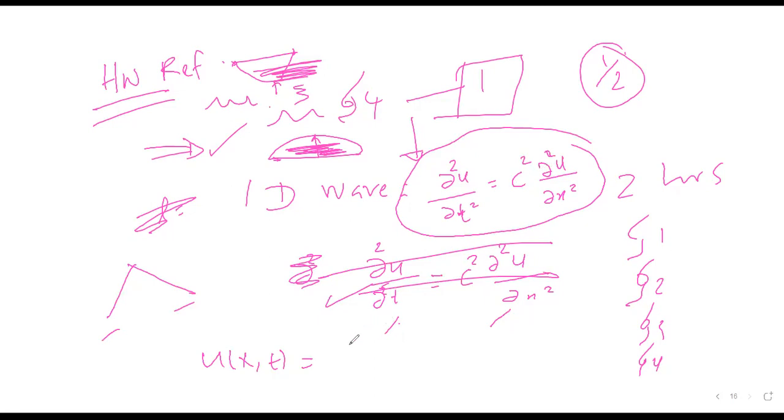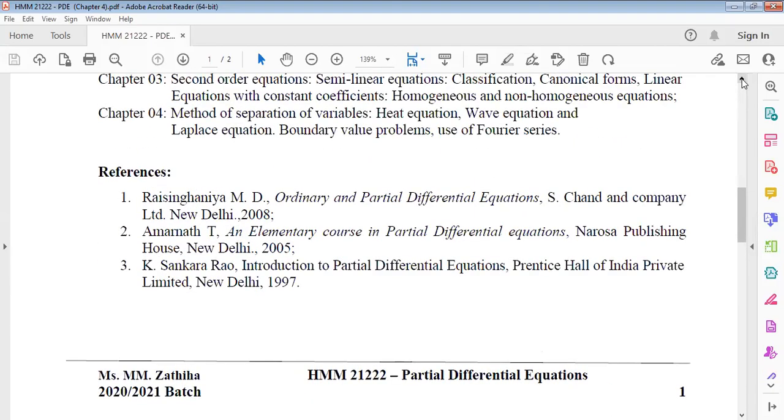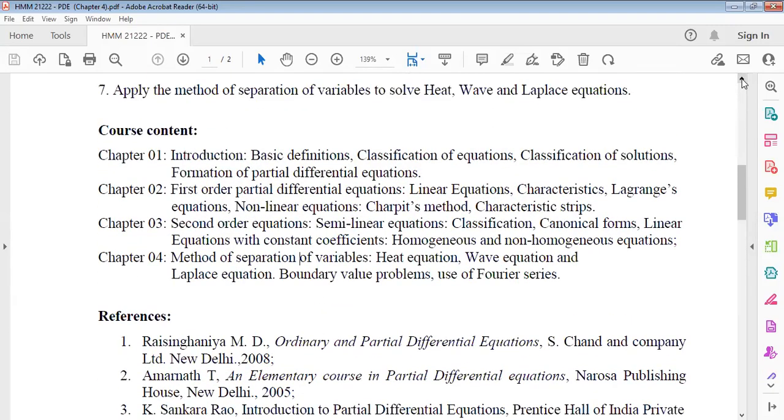What is the wave equation solution by the separation of variables? That is your reference. Since of time consuming only, these are your references. Maybe in the exam we will have this. Don't expect whatever I explain; maybe the reference question also may come. So you have to work on some way.